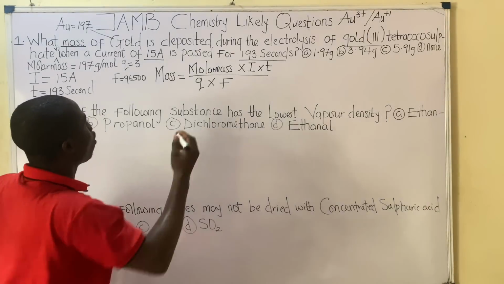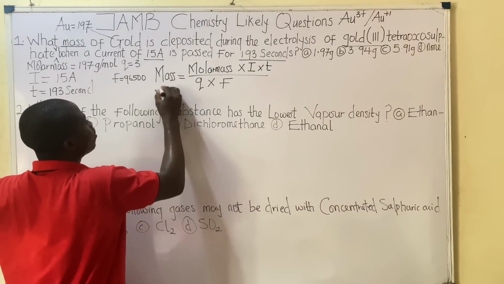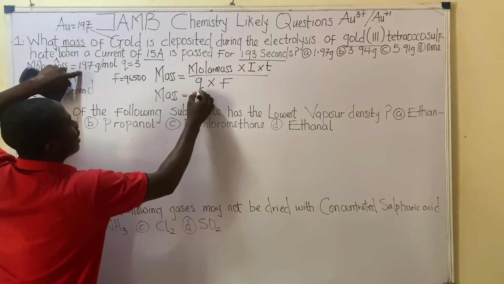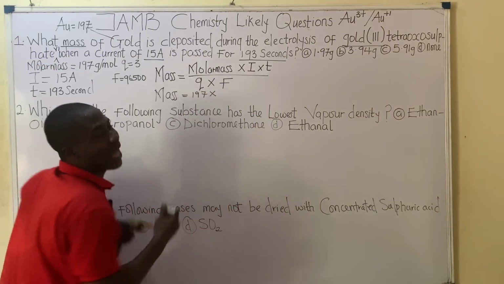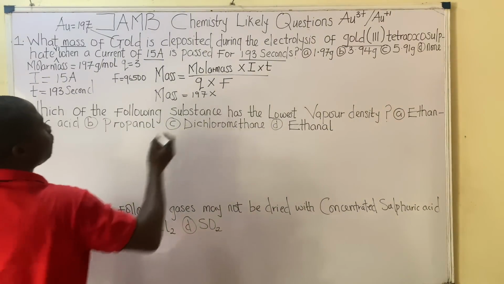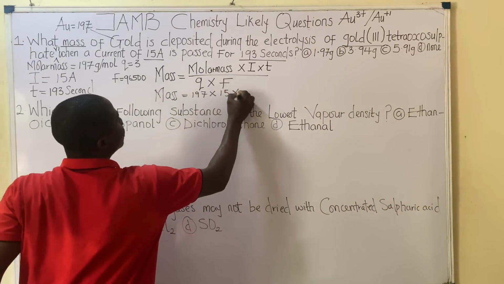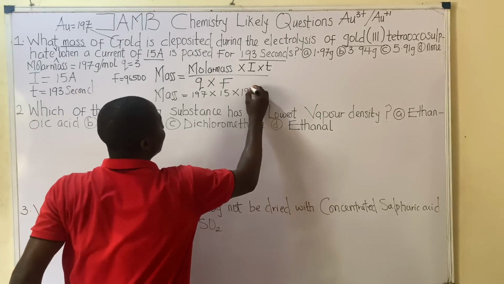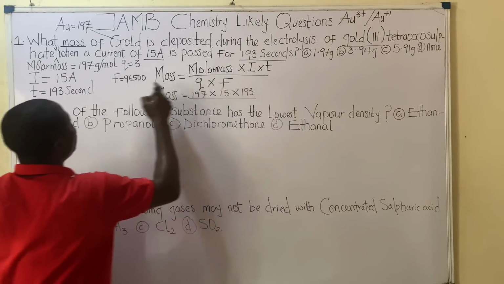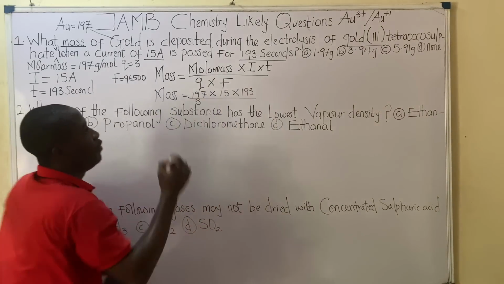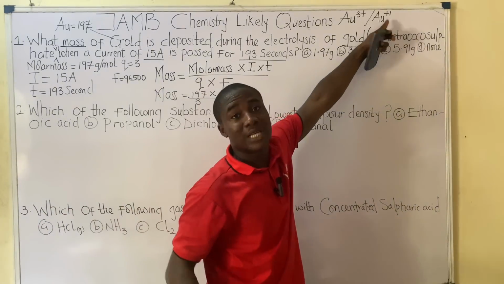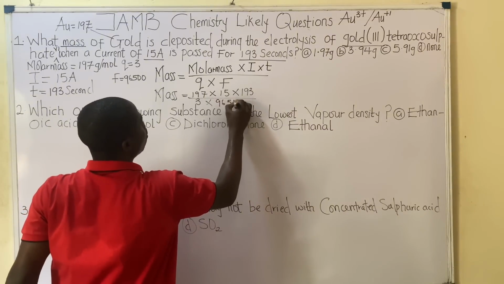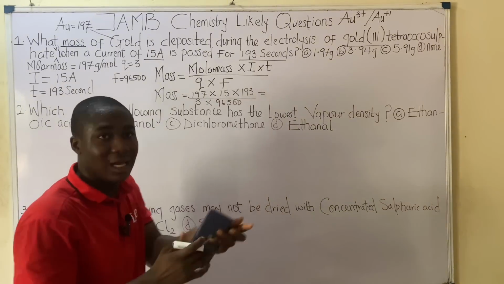Do you understand? So what becomes the mass of gold? The mass of gold is going to be the molar mass or the atomic mass, which I said is 197, times I, which is the current, 15, times T, which is time, 193, divided by Q for gold, which is 3. Remember, if it was gold 1, Q becomes 1. Times the Faraday's constant, 96500 coulombs. So let's solve this question together to get our mass.